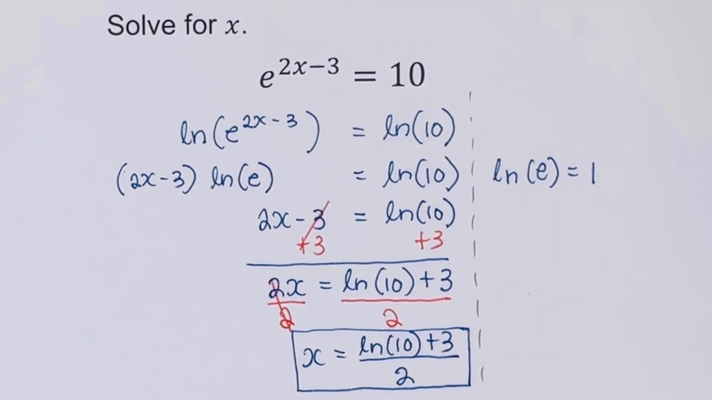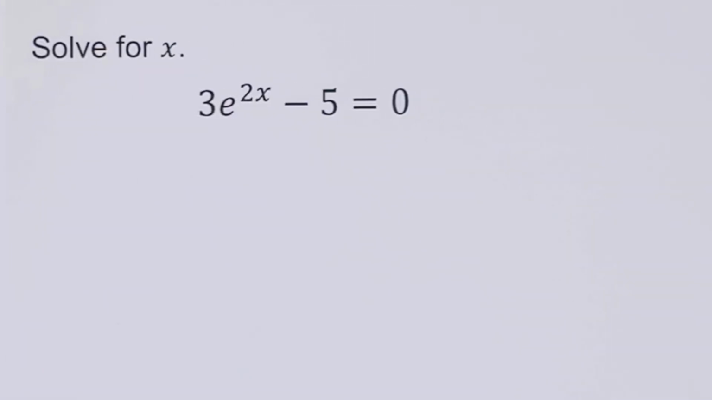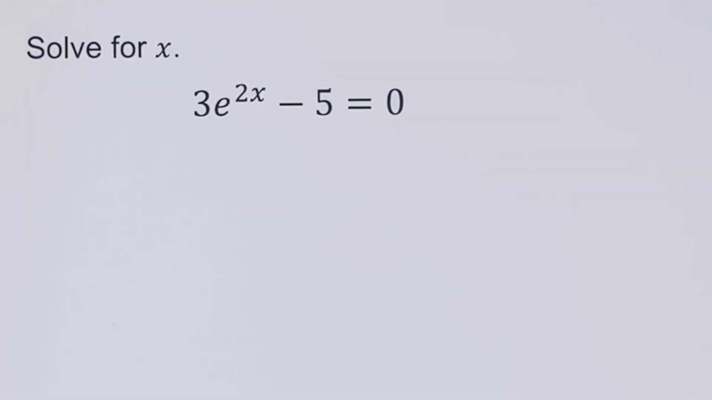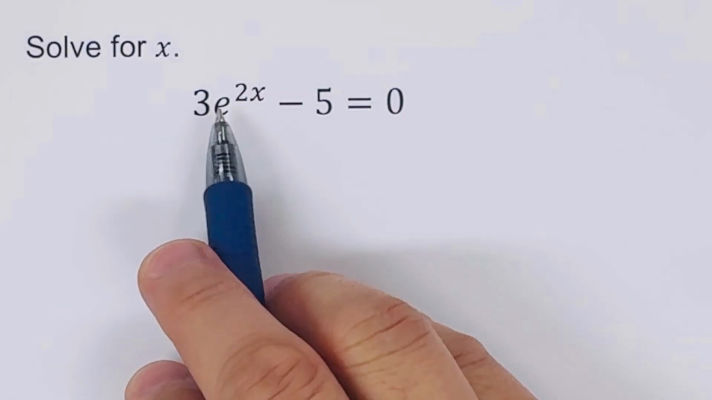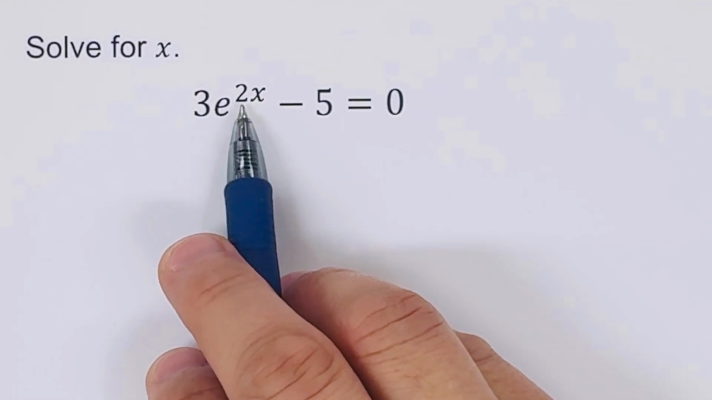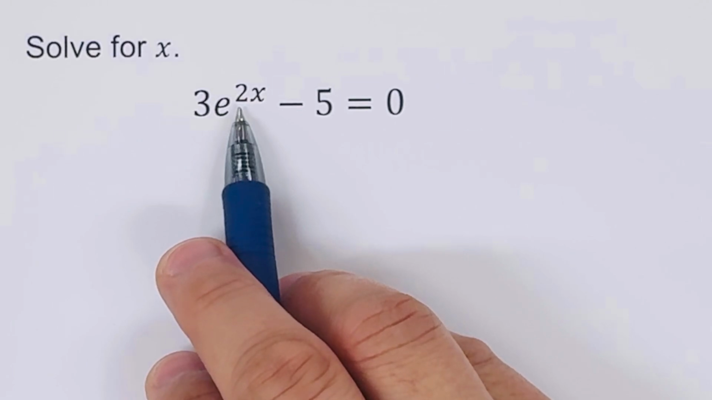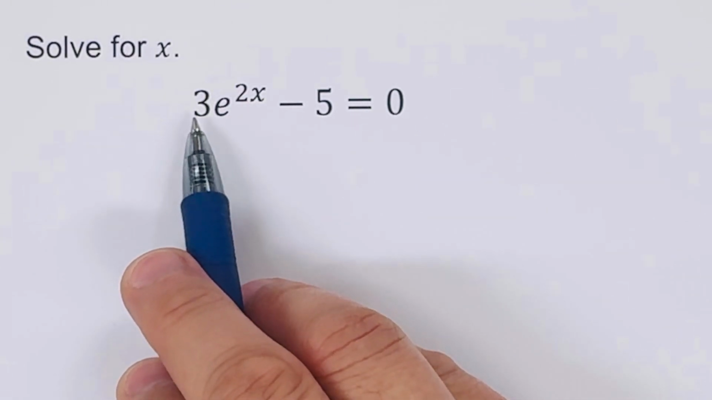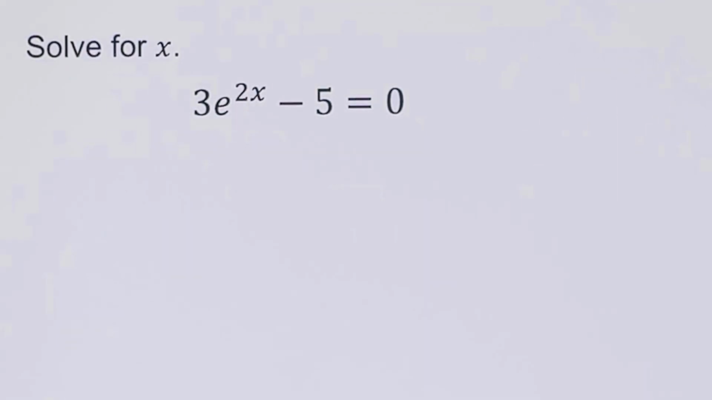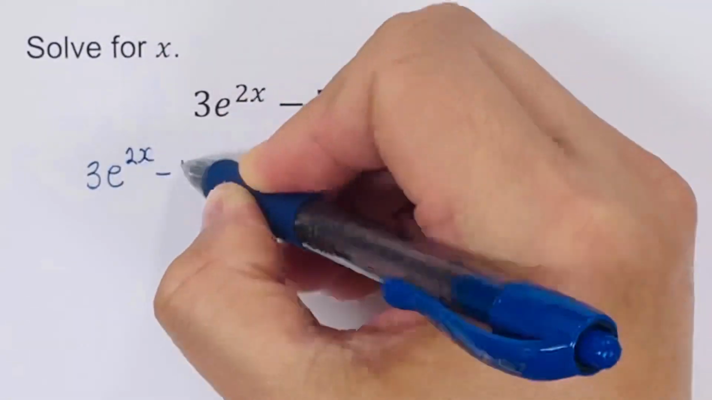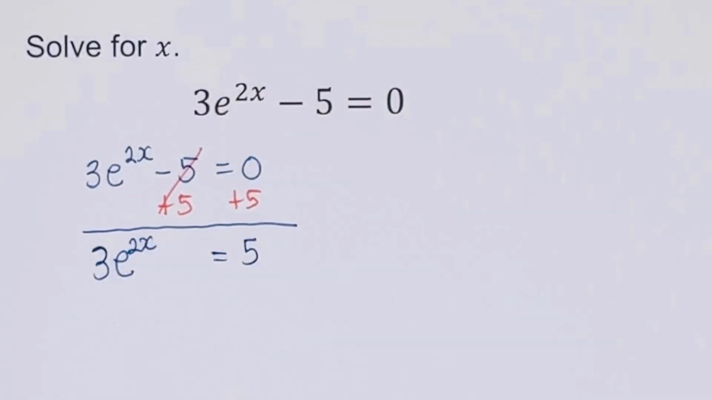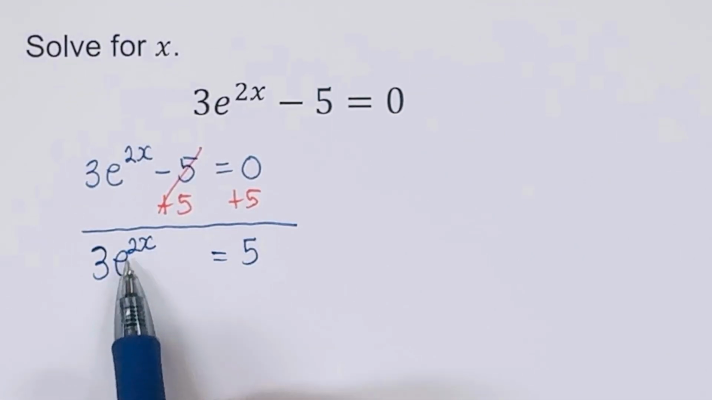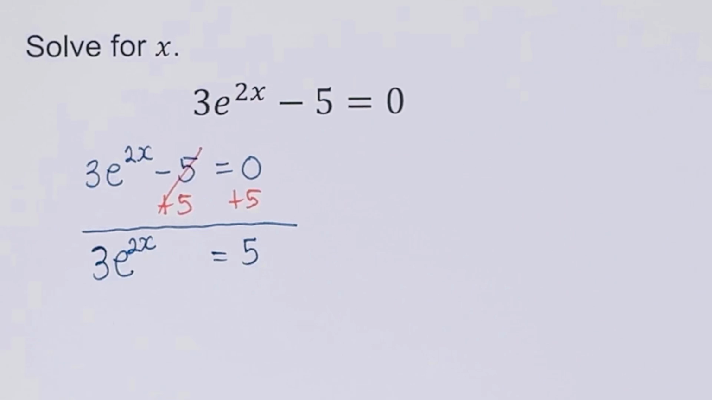Now let's have another example. Looking at the example right here, we need to isolate e to the power 2x by itself on the left side of the equation. So we go ahead and add 5 to both sides and divide by 3 so that we are left with e to the power 2x. So this is how the equation is going to look. From here, we're going to divide both sides by 3 because again, we want the e to the power 2x by itself on one side of the equation.